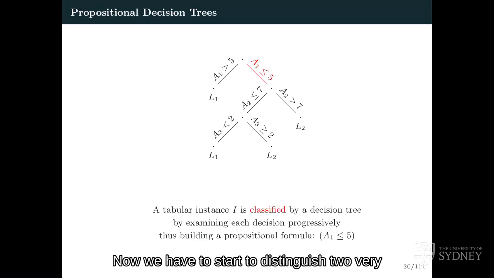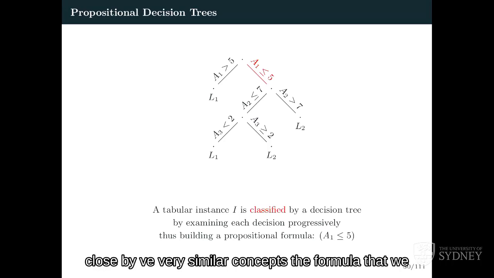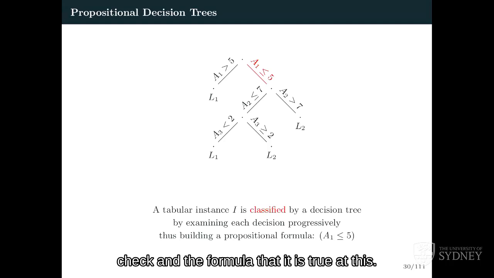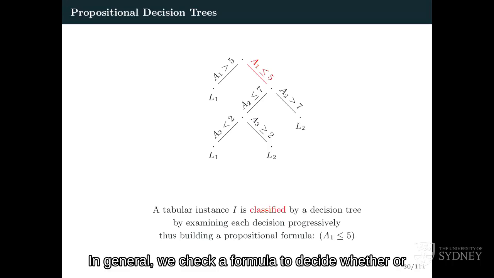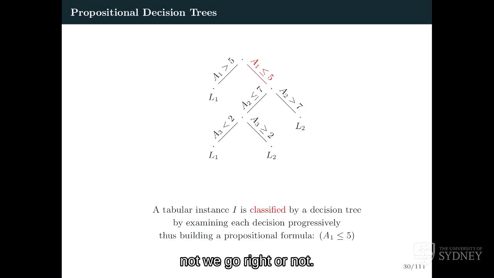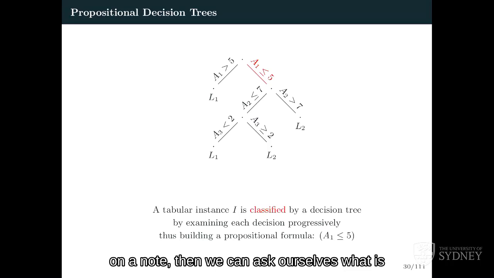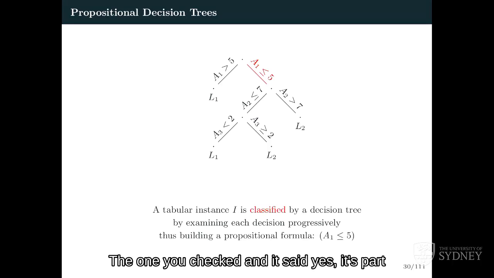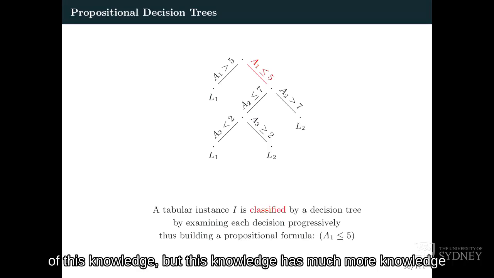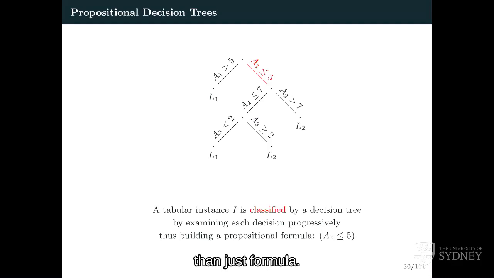Now we have to start to distinguish two very similar concepts: the formula that we check, and the formula that is true at some point. Those are two different things in general. We check a formula to decide whether or not we go to the right. Once we are sitting on a node, we can ask ourselves, what is true among my formulas? Of course, the one you checked is part of this knowledge, but this knowledge has much more than just that formula.